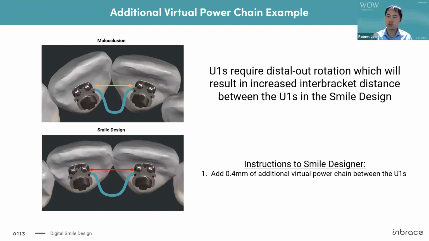So same thing with the upper 2s. If there's an increase in the inner bracket distance, or in where the cingulums are between the 1s and 2s, you can say, okay, that's going to have an increase in inner bracket distance, so I need to add some additional virtual power chain. When you actually do it, you just toggle back and forth with the less than and greater than sign, and you can see it happening. It's very easy to visualize.